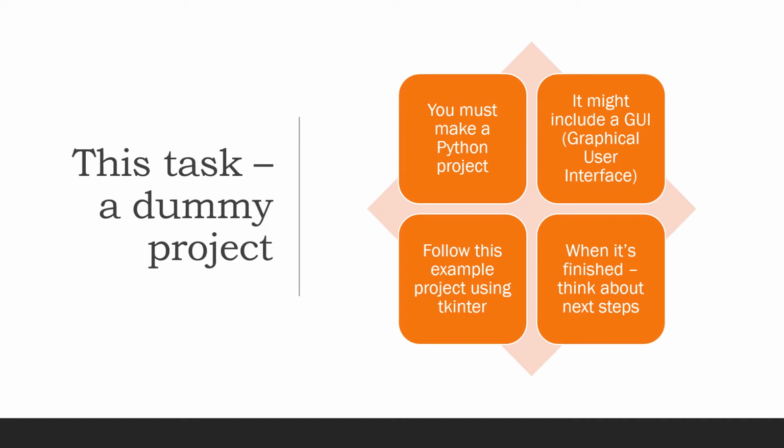The task that we will carry out through the 5 presentations is to make a dummy project. For your coursework, you have to create a large Python project. It might include a graphical user interface. For the highest marks, you should include a GUI. I'm going to show you a very simple project that uses the Python module called TKINTER, which is quite an easy way of making a GUI. When this project's finished, we'll talk about how to apply the lessons to your own work.